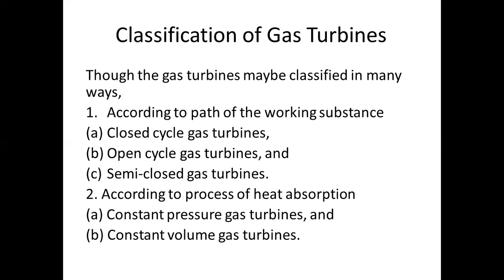Classification of gas turbines. Though the gas turbines may be classified in many ways, the following are some important classifications. First, according to path of the working substance, gas turbine is classified into closed cycle gas turbines, open cycle gas turbines, and semi-closed gas turbines. Then, according to process of heat absorption, gas turbine is classified into constant pressure gas turbine and constant volume gas turbines.